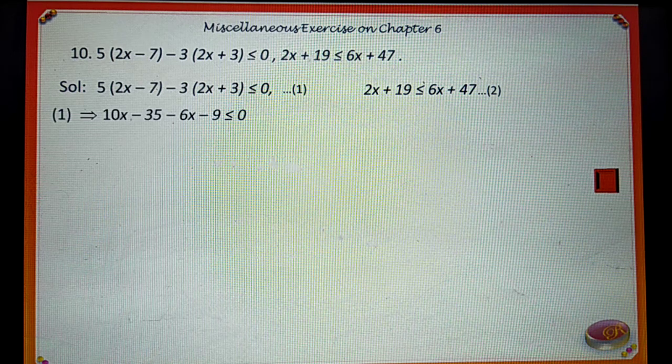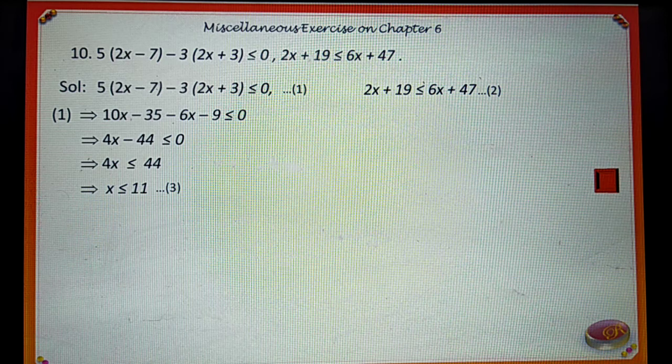1 implies 10x − 35 − 6x − 9 ≤ 0. Implies 4x − 44 ≤ 0. Implies 4x ≤ 44. Implies x ≤ 11. Say number 3.